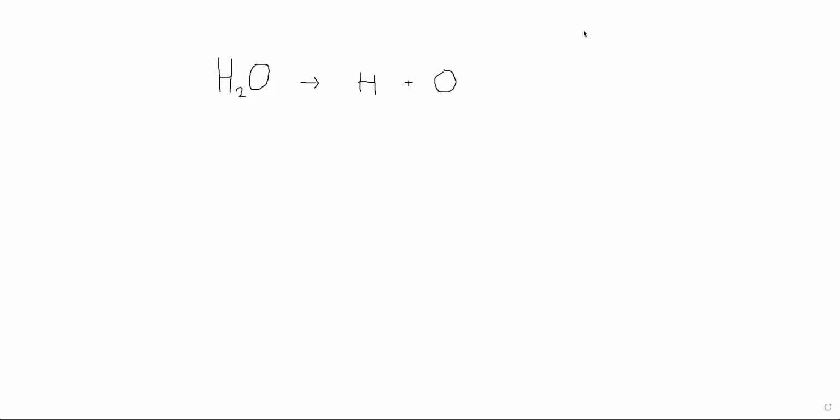So let's dive right in and talk about what it really means to balance a chemical equation. We want to make sure that we have the same quantity of every atom on both sides of the reaction sign. Everything to the left of the sign, we call our reactants. Everything to the right, we call our products. Let's take a look at the reactants. We have H2O, a water molecule.